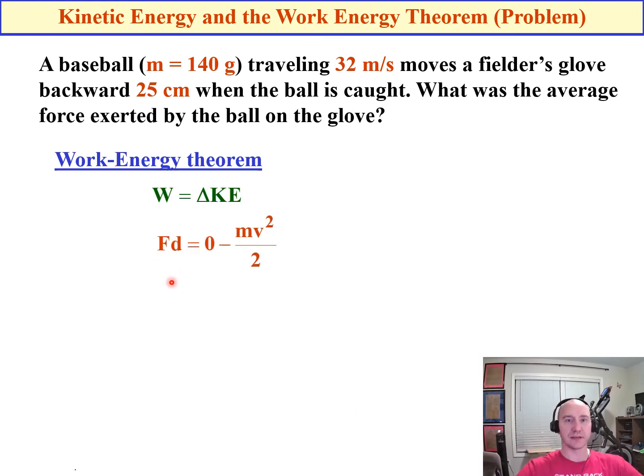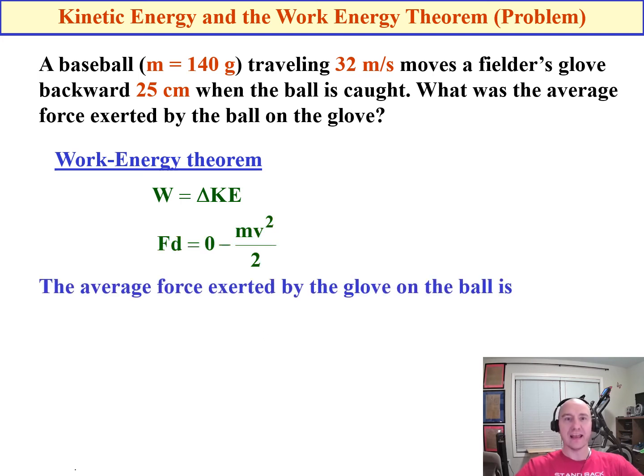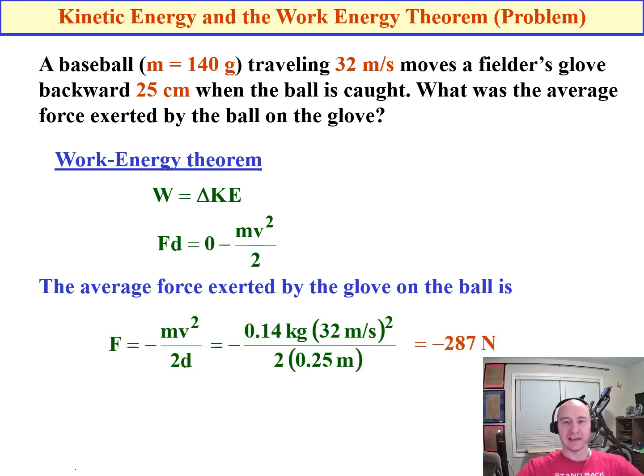All right, so the force times distance is going to be equal to the final kinetic energy minus the initial kinetic energy. Notice they put 0 for the final kinetic energy because the final velocity is going to be 0. So anything times 0 gives you 0. Minus the initial kinetic energy, which is going to be the mass, 0.14, times the velocity, 32 squared, divided by 2. All right, and then to find the average force, you divide by that distance, which is 0.25, and that gives you an average force of negative 287 newtons.